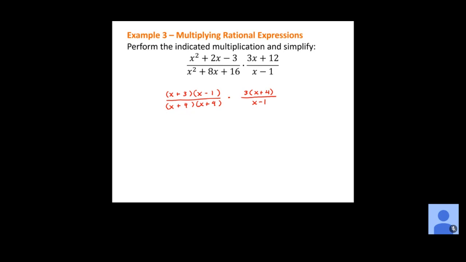Now, at this point, when we multiply, remember, multiplying fractions, we multiply straight across. So everything in the numerator is going to stay up there. Everything in the denominator is going to stay down there. So I'm just going to rewrite this with the 3 out front, the x plus 3, the x minus 1, the x plus 4, over, and then down here I'm going to have the x plus 4, x plus 4, and x minus 1. Okay, so everything that was in the numerator stays in the numerator. Everything that was in the denominator stays in the denominator.